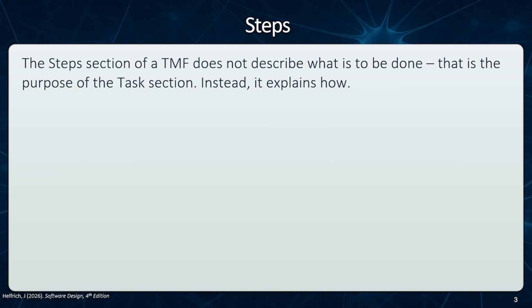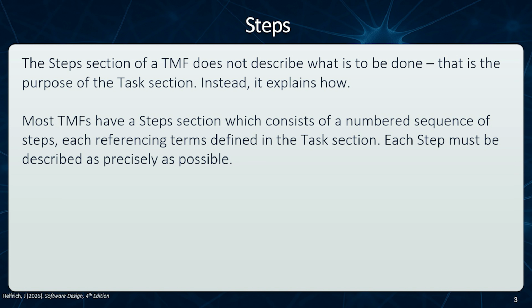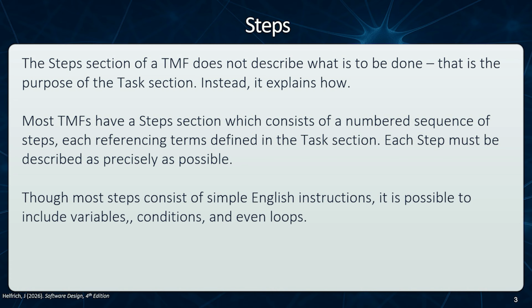The steps section of a task markdown file does not describe what should be done. That is the purpose of the task section. Instead, it explains how. Most task markdown files have a steps section which consists of a numbered sequence of steps, each referencing terms defined in the task section. Each step must be described as precisely as possible. Though most steps consist of simple English instructions, it is possible to include variables, conditions, and even loops, and we'll demonstrate each of these in turn next.